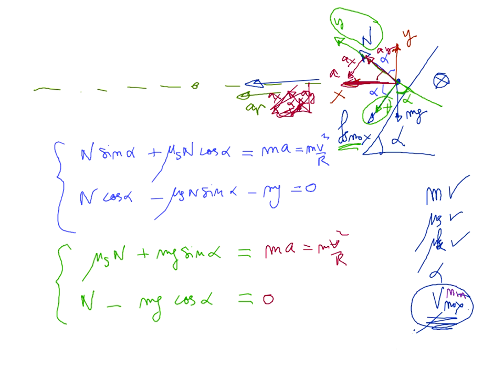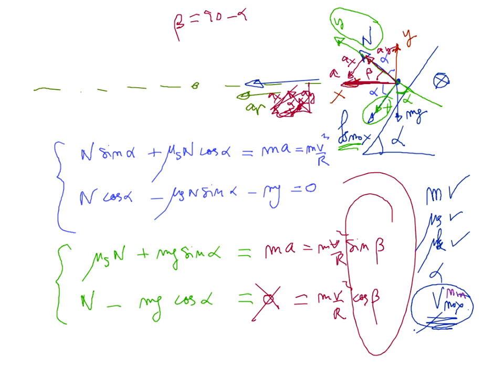Okay? So if we call this beta, which is 90 minus alpha, then AX is going to be sine of beta, and this one is not going to be 0, it's going to be m v squared over r cosine beta. Okay? So this is what you will get if you don't pick one of your axes along the acceleration. So be careful of this.